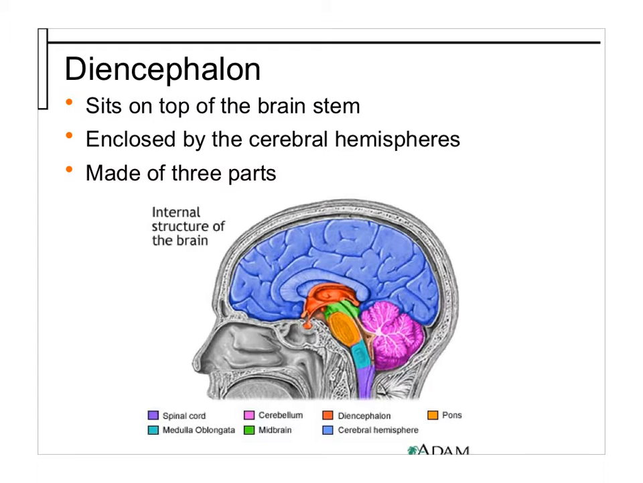Okay, so in the last installment, we spoke about the cerebral hemispheres. Now we're going to talk about the diencephalon, as well as the brainstem and the cerebellum. So the diencephalon sits up on top of the brainstem. Here it's this red section there. It's enclosed by the cerebral hemispheres in the blue, and it is made up of 3 parts, and some of them you'll recognize from biology and whatnot.